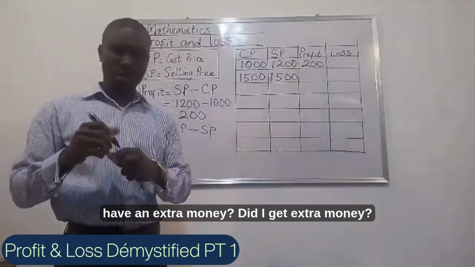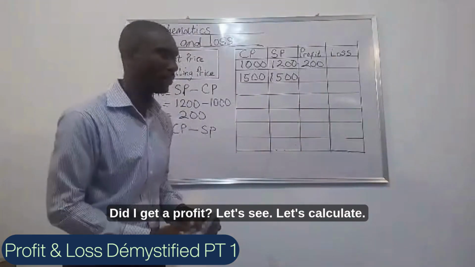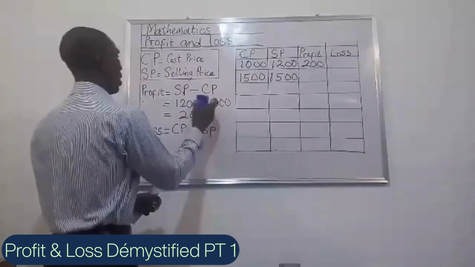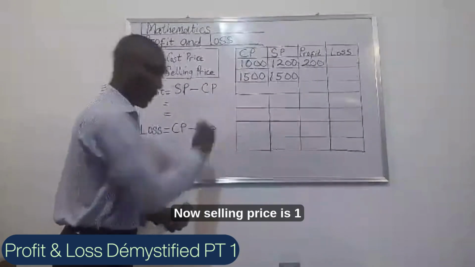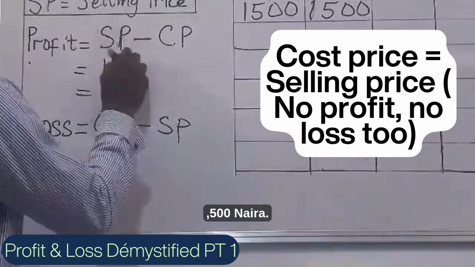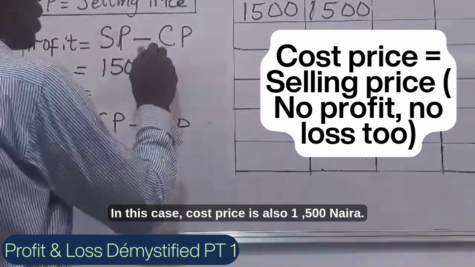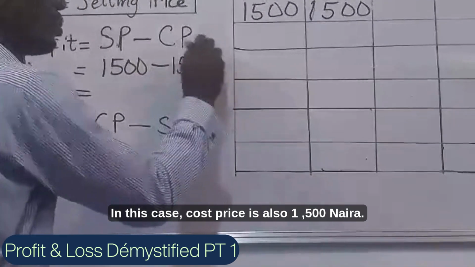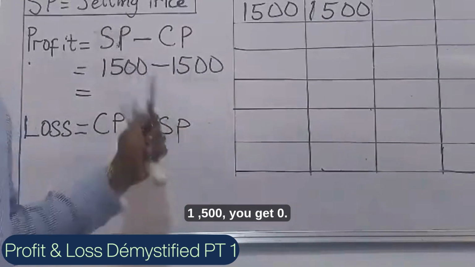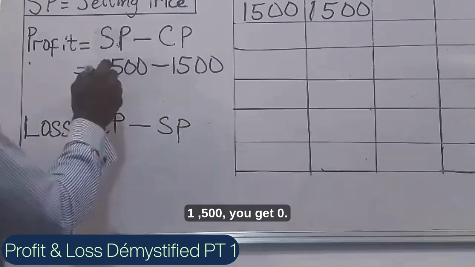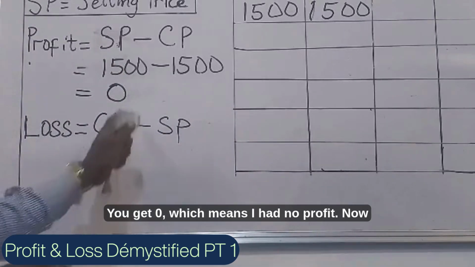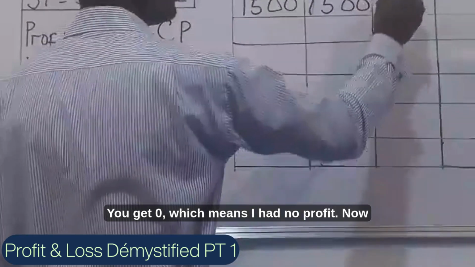Do I have an extra money? Did I get extra money? Did I get a profit? Let's see. Let's calculate. Now selling price is 1,500 naira. In this case, cost price is also 1,500 naira. If you subtract 1,500 from 1,500, you get 0. The same number subtracted from itself. You get 0, which means I had no profit.